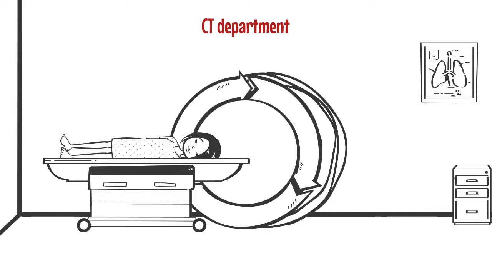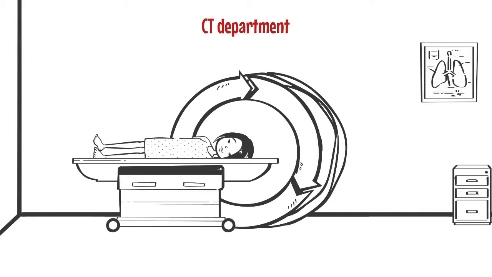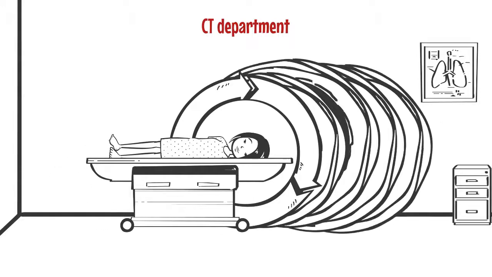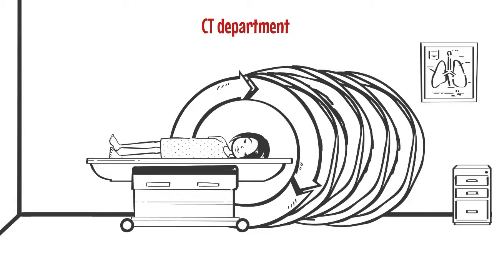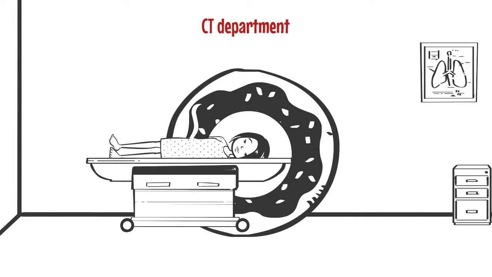To allow the X-rays to take images from all different sides of you, you will have to pass through what we call the bore of the CT. Some people imagine this like a tunnel, but actually it's more like a donut that you pass through. You will always be able to see around it.